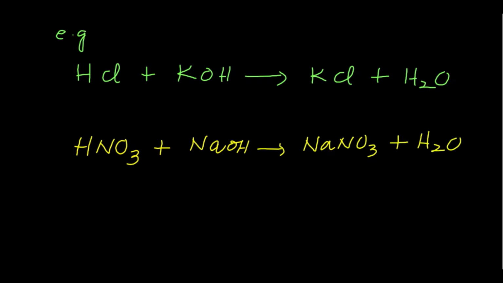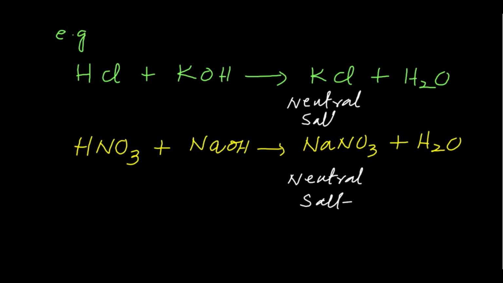What is the nature of sodium nitrate? Sodium nitrate is a neutral or a normal salt, since it is formed by the complete replacement of hydrogen ion of nitric acid with sodium ion of sodium hydroxide. Similarly, potassium chloride is also a neutral salt. I hope neutral salts are clear to you.